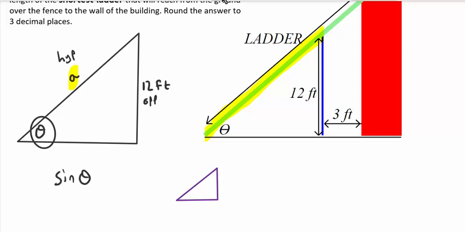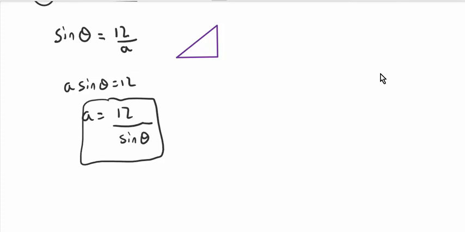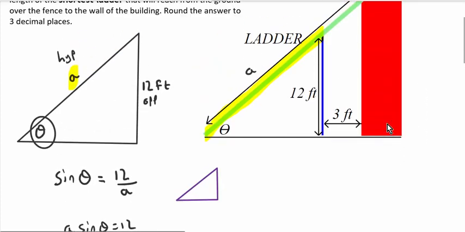We have that the sine of theta would be the opposite side, which is 12, over the hypotenuse a. So if I want to know the length of not the entire ladder, but the portion that I highlighted in yellow, we'd have to solve for a, since I'm letting a be that length. If I multiply both sides by a, I get that a sine theta is 12, which means that a is 12 divided by sine theta. And again, that's not the length of the entire ladder, that's just the first piece. I'm breaking it up into two pieces.